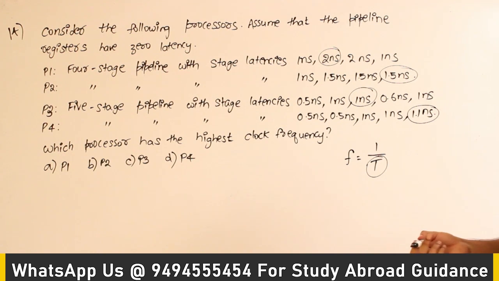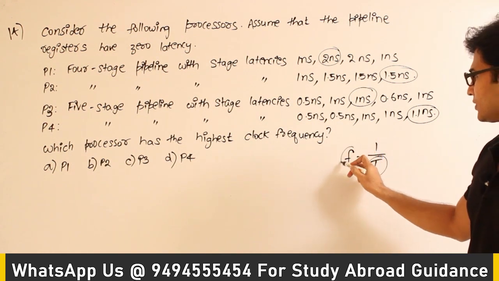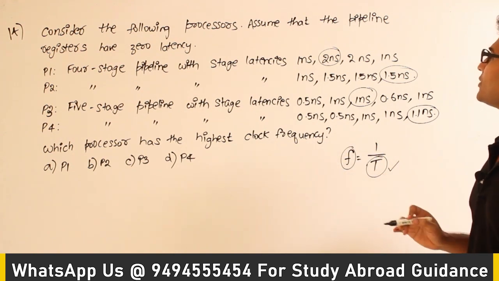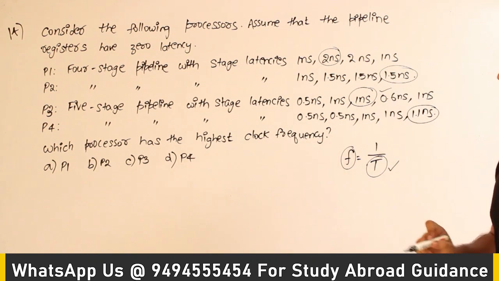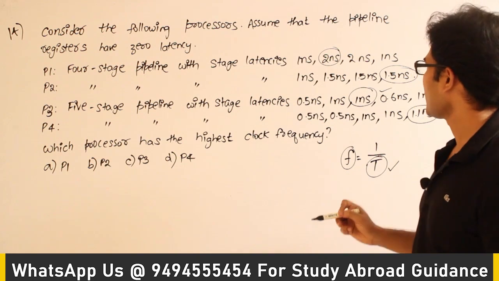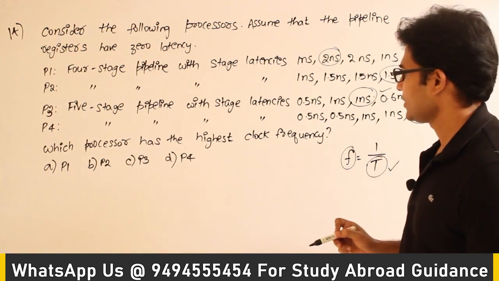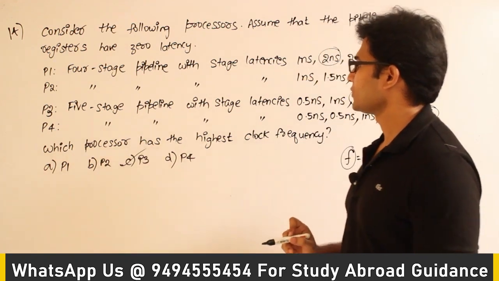So now, which one is having the highest frequency? If you have to have the highest clock frequency, we are supposed to have the least time period. Now among these numbers, which one is least? If you see, 1 nanosecond is least. Therefore P3 is the answer, right? So P3 is the one which is having the least time period required, and therefore it will have the highest clock frequency, right? P3 is here. So this is the answer.